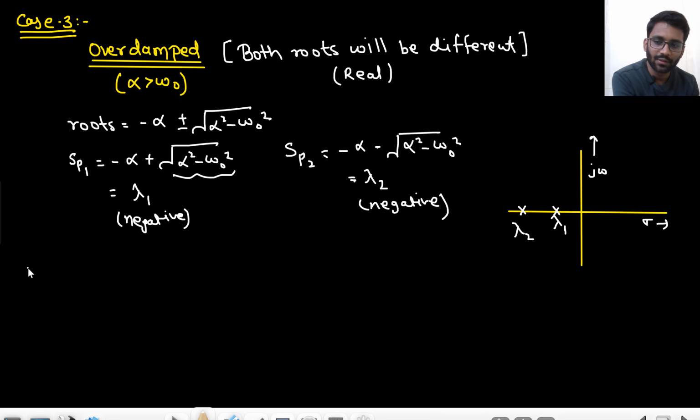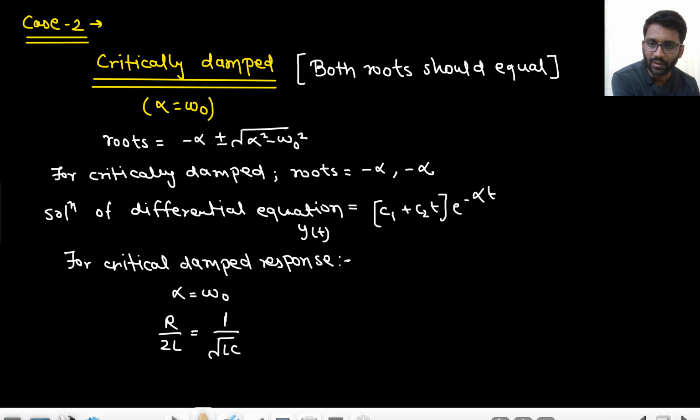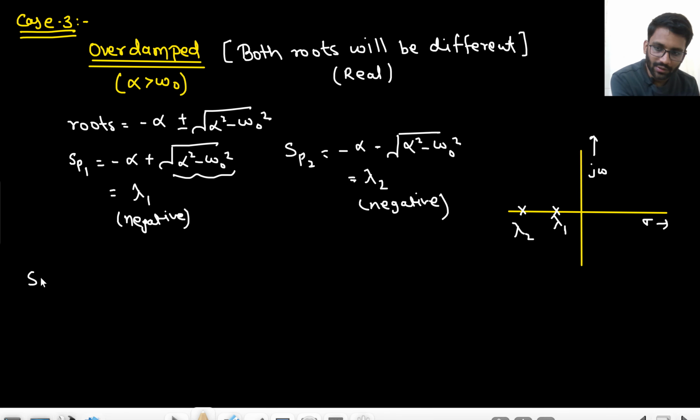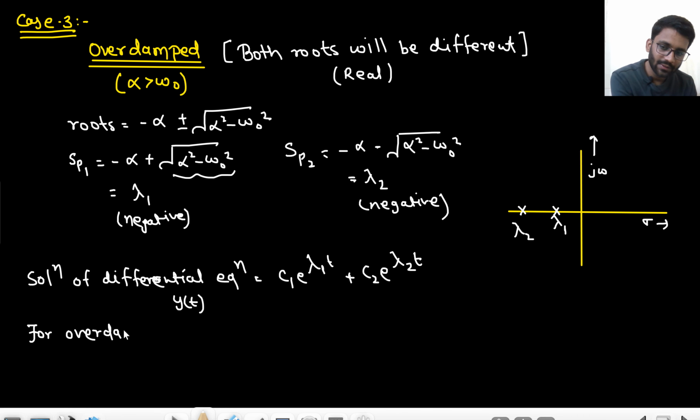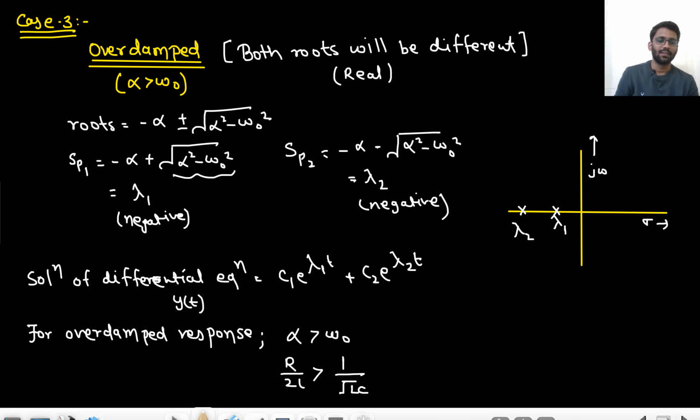So what will be the output? How can we write the solution of the differential equation? This you must remember. Even if you have forgotten the previous two, this solution you must have remembered. Two different roots, so what will be the solution of the differential equation? That will be c1 e to the power lambda 1 t plus c2 e to the power lambda 2 t. This is your y(t). So for overdamped response, alpha is greater than omega naught. What is alpha? Alpha is R by 2L, that is greater than 1 by root LC, in case of series RLC.